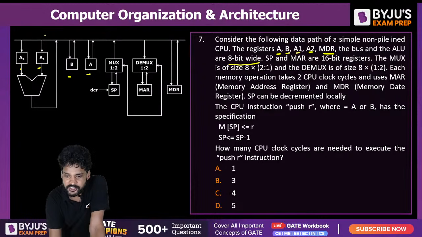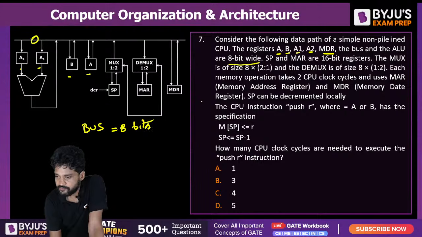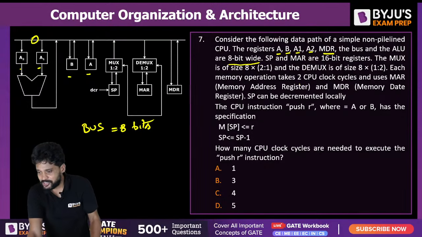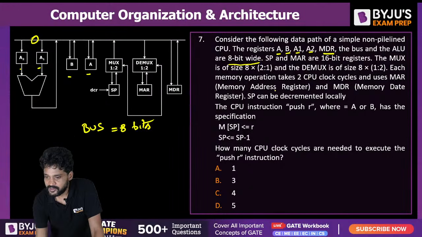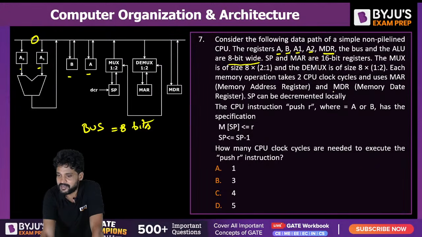This is the bus system. Bus is equal to 8 bits. As simple as that. The mux is of size 8:2:1 and the demux is of size 8:1:2. Each memory operation takes 2 CPU clock cycles and uses MAR, memory address register, and MDR, memory data register.